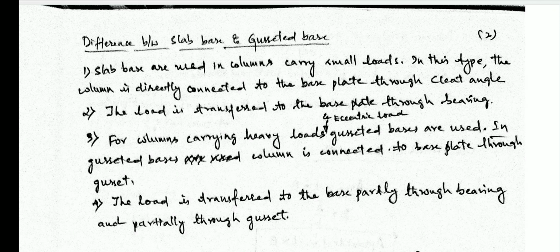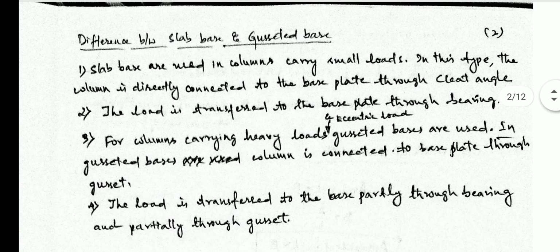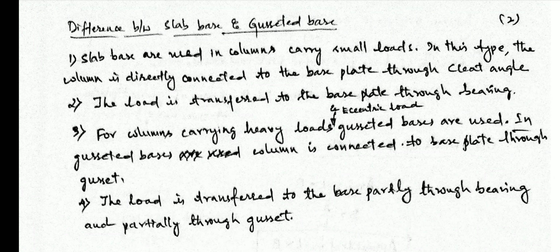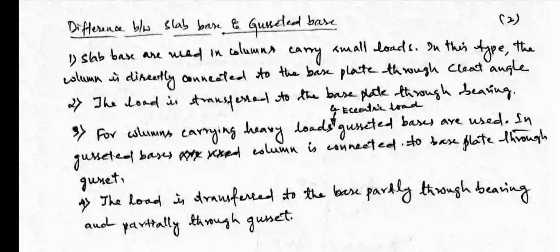Now the main difference in the design: in the base plate, we only design the base plate and connections, but here we have to design the base plate, the gusseted angle, and the gusseted plate. So here we design mainly 3 elements. Which are the 3 elements? First is the gusseted base, second is the gusseted angle, and third is the gusseted plate. These 3 designs make up the design of gusseted plate or gusseted base. So now we will start with the first step.